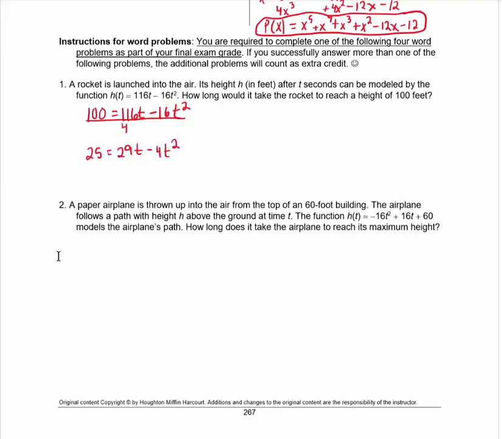So we've got this, and we can move that onto one side. So 4t squared minus 29t plus 25 equals 0. So if I want to factor this, I would have to do 4 times 25, which is 100, and say what multiplies to get 100 and adds to get negative 29. And so that's negative 25 and negative 4.